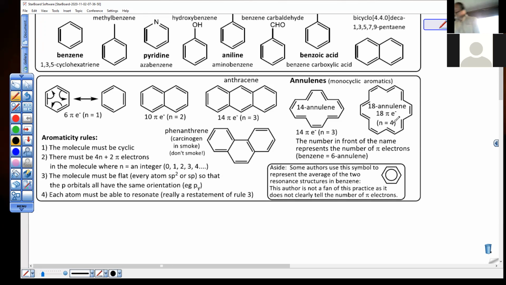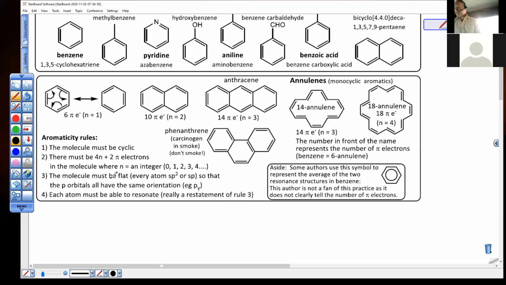Here's a personal note down here. You'll see this symbol used a lot for benzene. I am not a fan. It's more my personal preference to not draw it like that. For this reason, I like to see the number of pi electrons to determine if something's aromatic, and a circle doesn't say anything to me about the number of pi electrons. So this little lug nut is a pet peeve of mine. I don't like seeing it, but I'll put up with it.